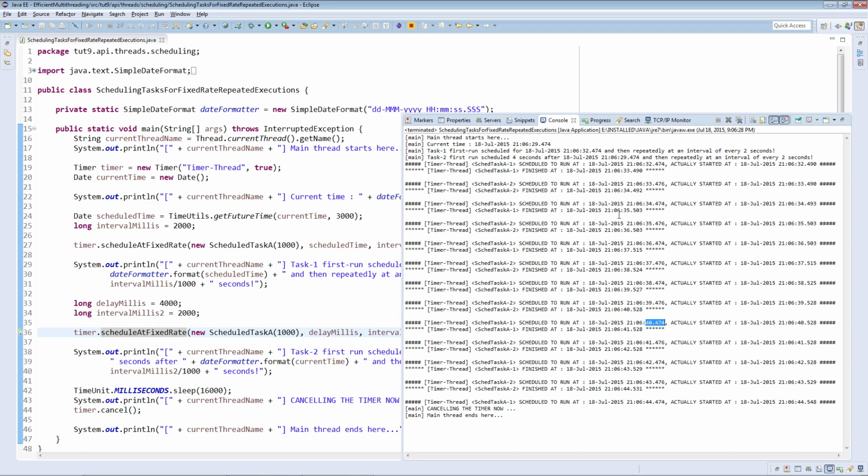Similar results are there for the second task also. The first run was at 33.476, the second at 35.476, the third at 37.476, the fourth at 39.476, and so on. Lastly, after 16 seconds, the main thread cancels the timer and dies. After that, the timer execution thread also dies and the program terminates successfully.